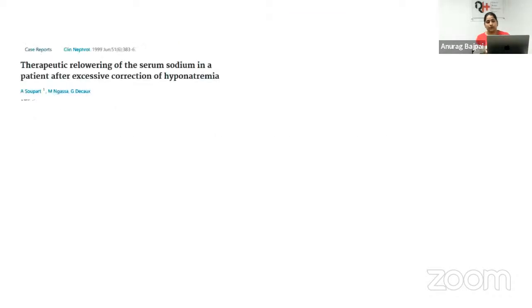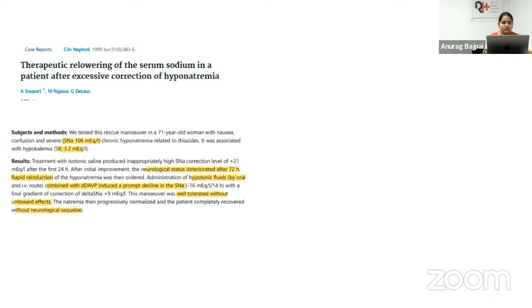Now, there are some studies on the neurological outcome, as you were asking for, after the relowering of the serum sodium in patients with established ODS. In this study, after the neurological status deteriorated after 72 hours, they did rapid reinduction of hyponatremia with administration of hypotonic fluids combined with DDAVP. They produced a prompt decline in the serum sodium. And it was well tolerated without any untoward effects, without any neurological sequelae.